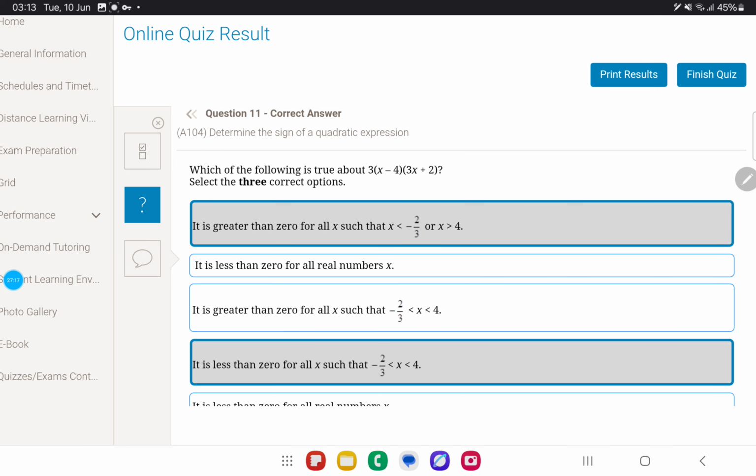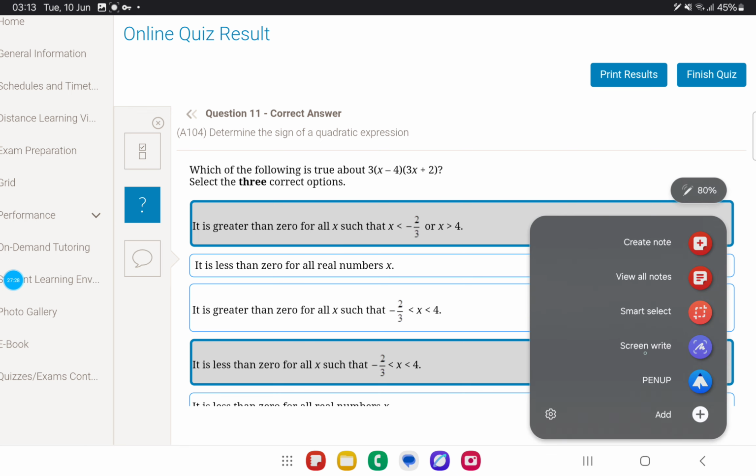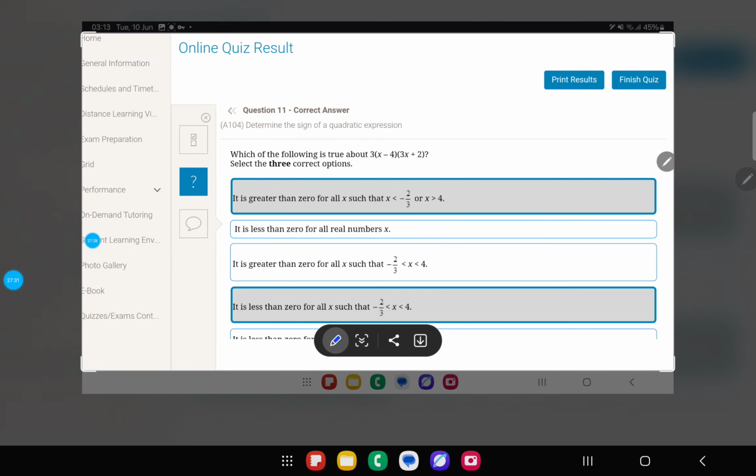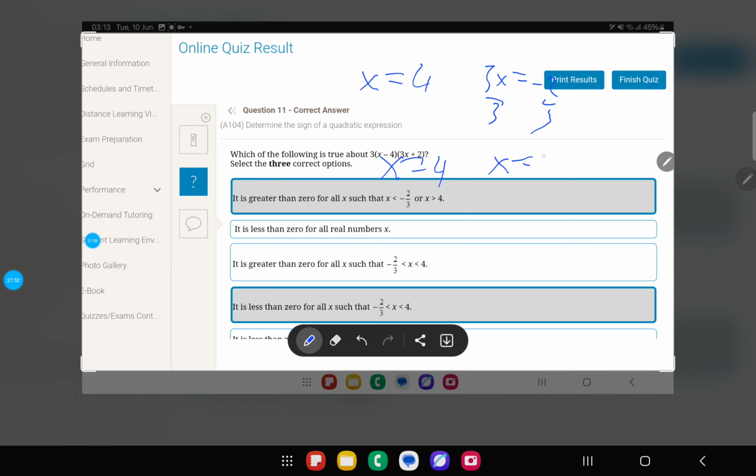Which of the following is true about (3x minus 4)(3x plus 2)? Select the 3 correct options. So what you're gonna do here first, instead of multiplying them all together, you're just gonna immediately get the roots. They already gave you the factors, right? Which is really kind of them. We just do x equals 4 and 3x equals negative 2, divided by 3. You get x equals 4 for the first root and x equals negative 2/3. Those are the two roots.